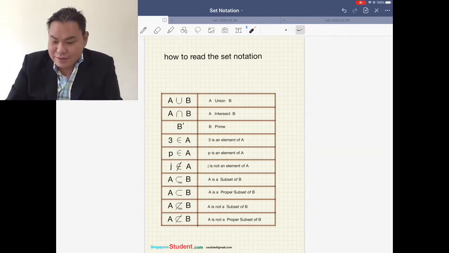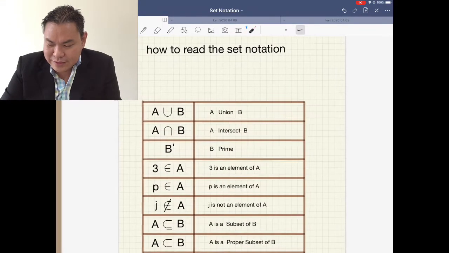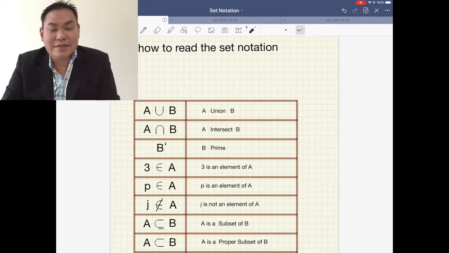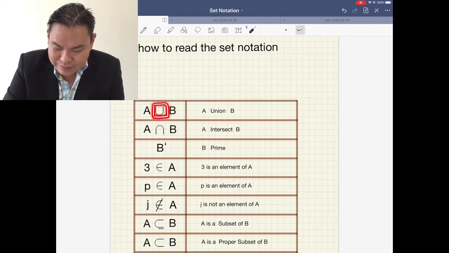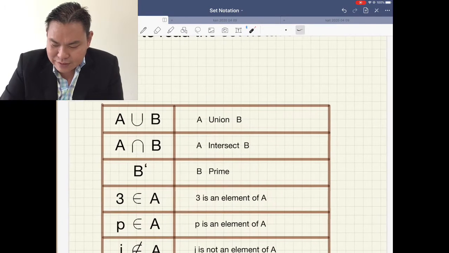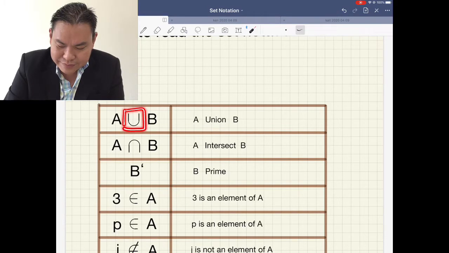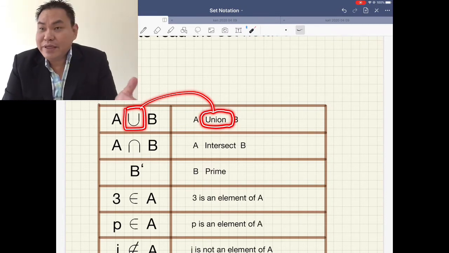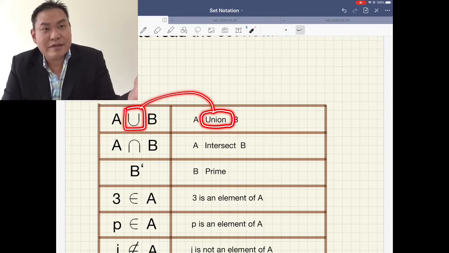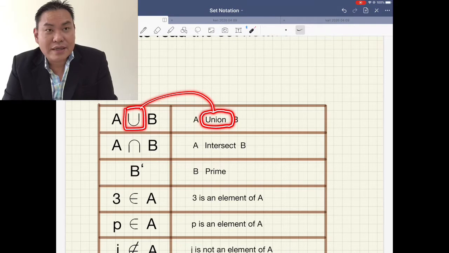A lot of students don't understand how to read the set notation. We see the symbol, and it's a very common symbol. This symbol is called union, and you read it as A union B. The meaning itself is you combine A and B together. So whatever members of A and B is put into this new set.